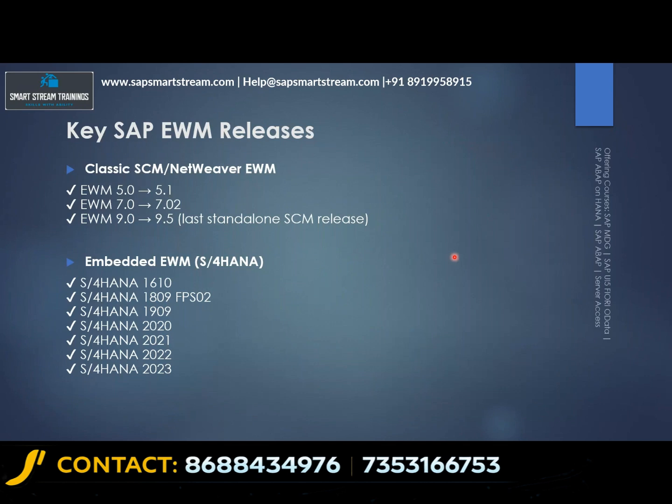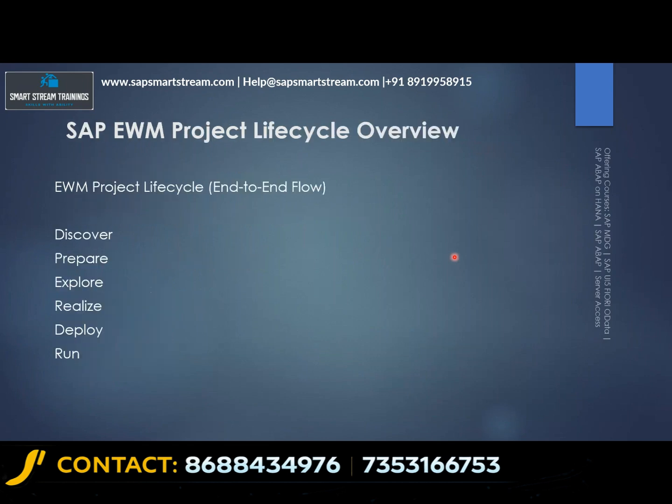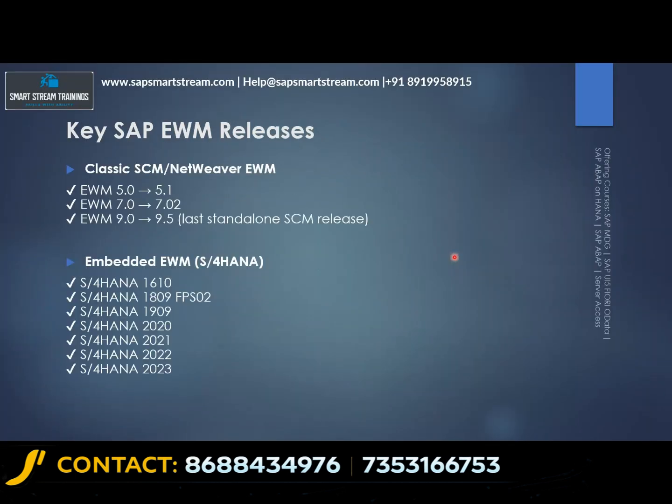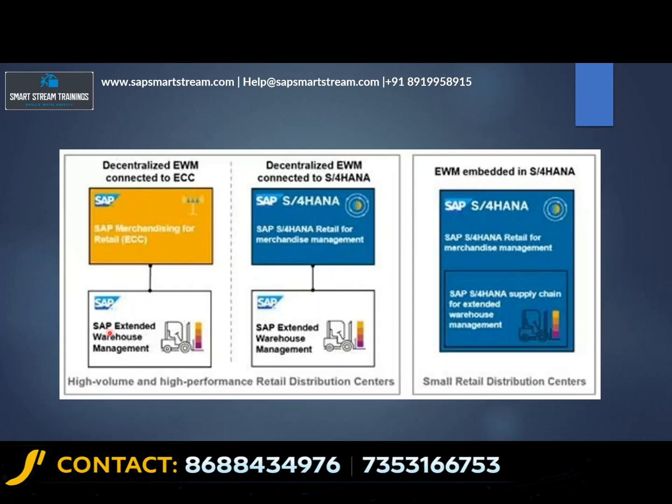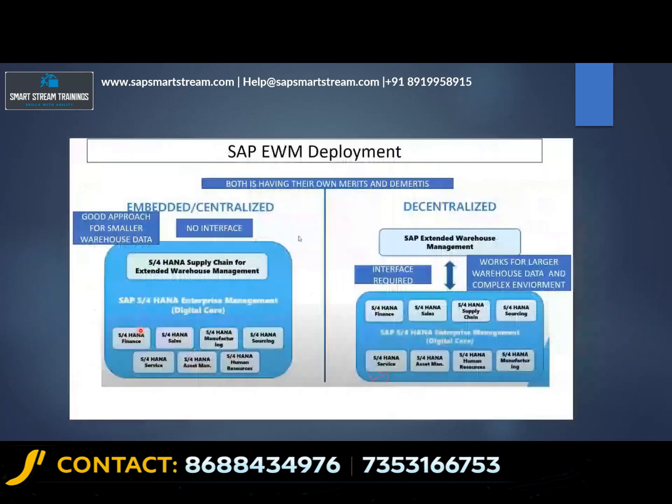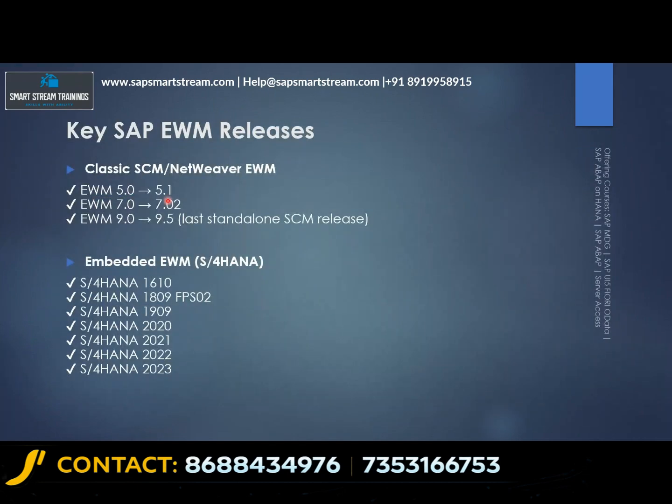So here, if you see, we have key releases. When we had EWM as a separate system earlier, it was classic SCM or EWM system. We can say that it started from version 5.0 to 5.1, then 7.0 to 7.02, and then till 9.5. This was the last standalone EWM system.